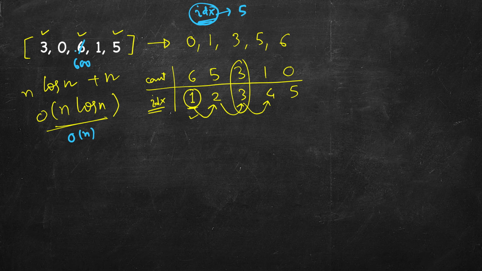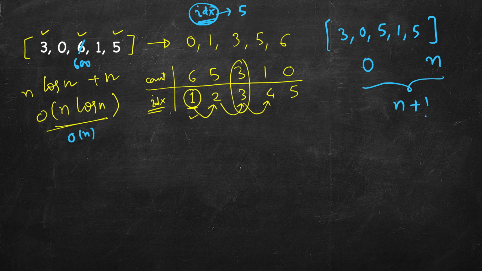It's same as 5. So whether this is 600, 6000 or 5, the result will be the same. So we can trim any value which is more than n to n. So let's say we have this, then it can be reduced to 3 0 5 1 5. So max value will be 5. In general max value can be n, min value can be 0. So there can be at max n plus 1 possible values. So we can keep track of count. We can use counting sort here.